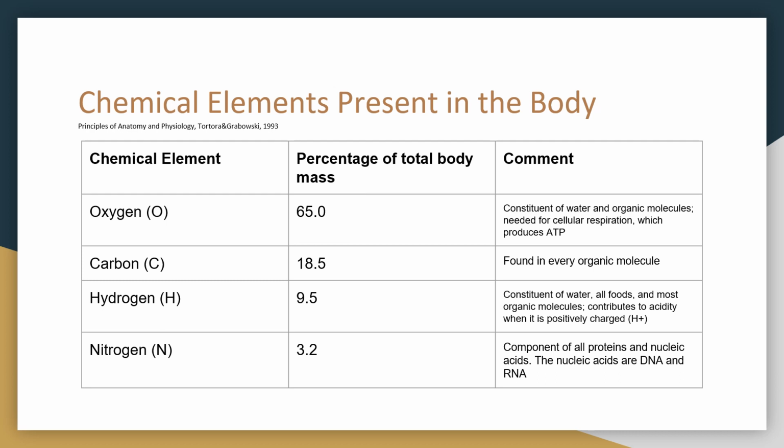Hydrogen is 9.5% of total body mass, with carbon being second. It's a constituent of water, obviously H2O, all foods and most organic molecules. It contributes to the acidity when it is positively charged, so H positive, hydrogen positive. We'll talk about that later when we're talking about acids and bases. And then nitrogen, the fourth one, is a component of all proteins and nucleic acids, the nucleic acids in our DNA and RNA.